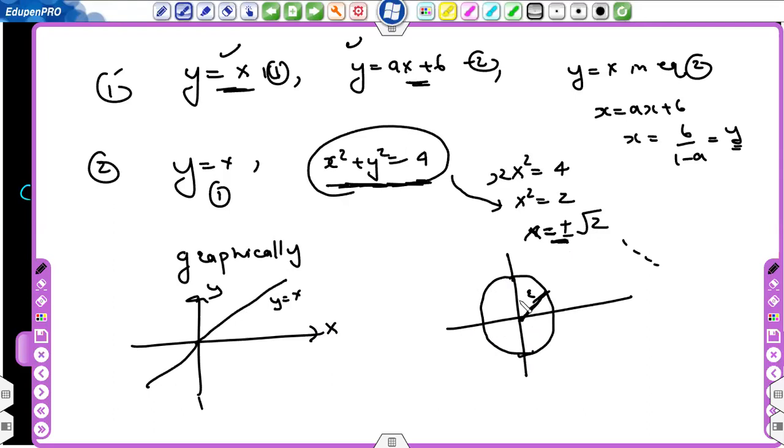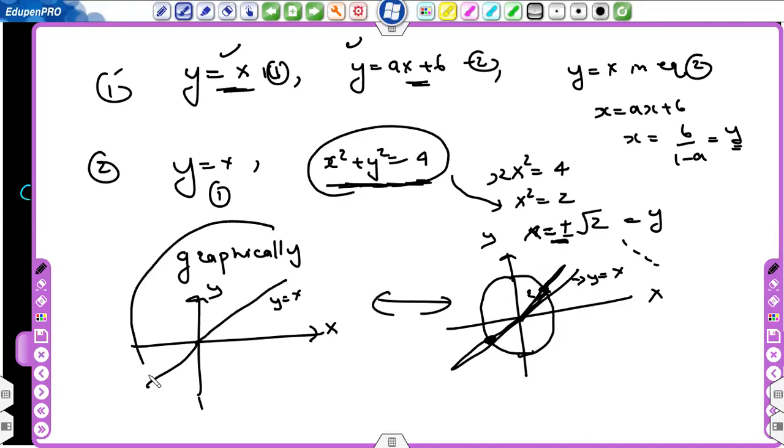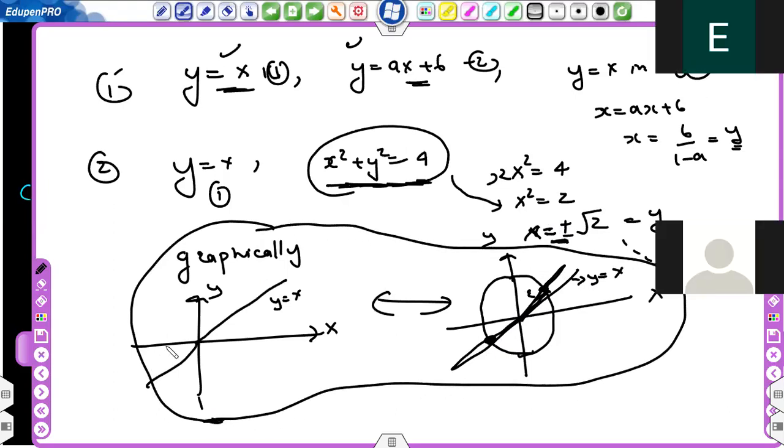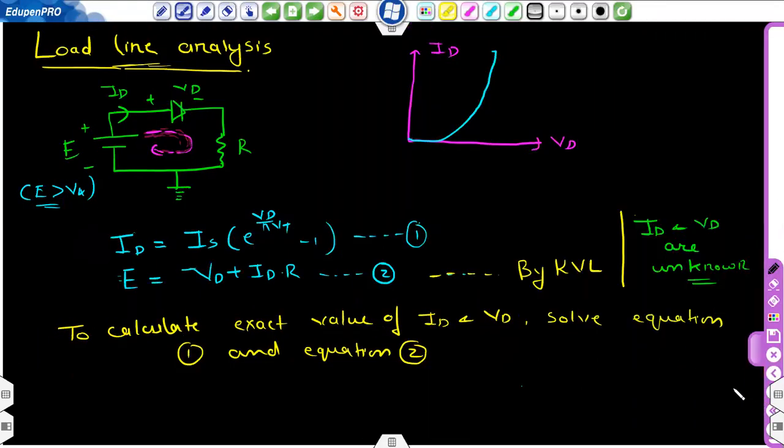You have to draw these two curves on the same axes, the x axis and the y axis. So this is your circle, and this will be your y equal to x line. So you have two solutions. The first one is this, in the first quadrant, and the second one is this. You are getting two values, positive x and negative x, which will also be equal to y. Now we will be using this technique. We will find the intersection of curves to find the values. So where are we going to use this technique? To calculate the values of ID and VD.